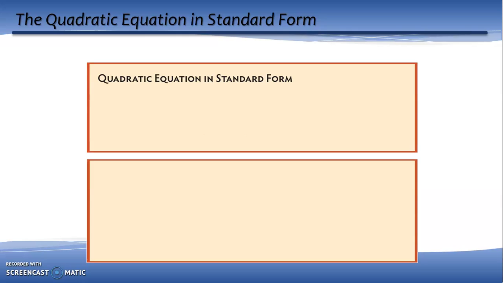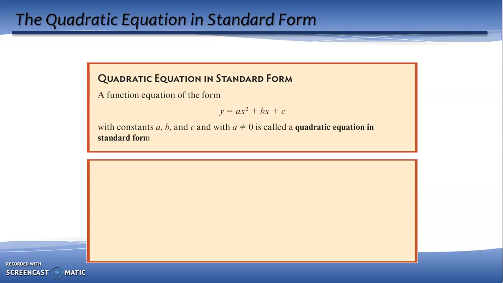First, we're going to start with a quadratic equation in standard form. A functional equation of the form y equals ax squared plus bx plus c, with constants a, b, and c, and with a different from 0, is what we call a quadratic equation in standard form. Why is a different from 0? Because if a is 0, we're going to have a linear function. The graph of a quadratic equation is a parabola.